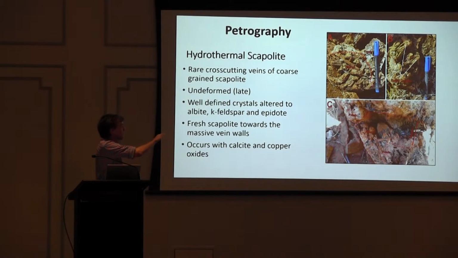Generally what we see is fresh crystals towards the walls of the veins, and altered crystals towards the center, which have been replaced by albite, K-feldspar, and epidote. What's interesting with these hydrothermal scapolites is their association with hydrothermal calcite, as well as copper oxide and copper carbonate mineralization. So we think there's a potential link between the fluid which crystallized these hydrothermal scapolites, as well as potentially the mineralizing fluid at Elaine Dorothy.